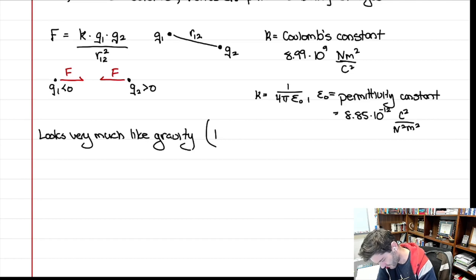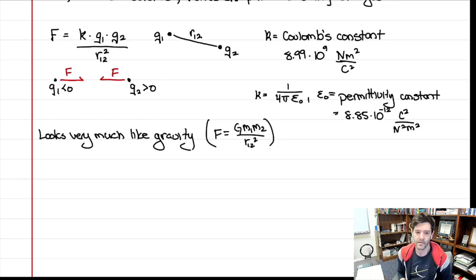Which, remember, was F equals some constant G m1 m2 over r12 squared. The difference, of course, is this depends on charges, not masses. And the gravitational force was always attractive. There's only one flavor of, I guess, mass.